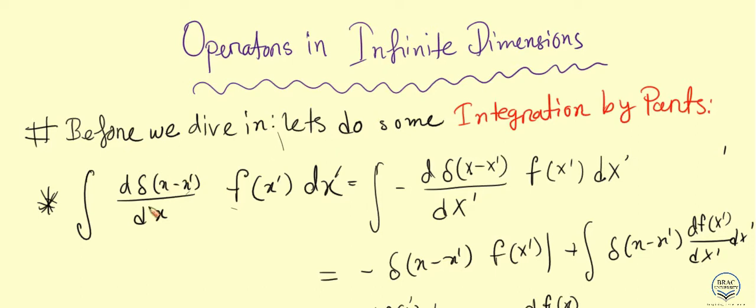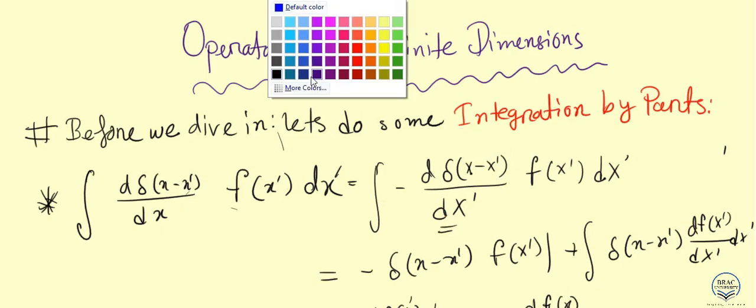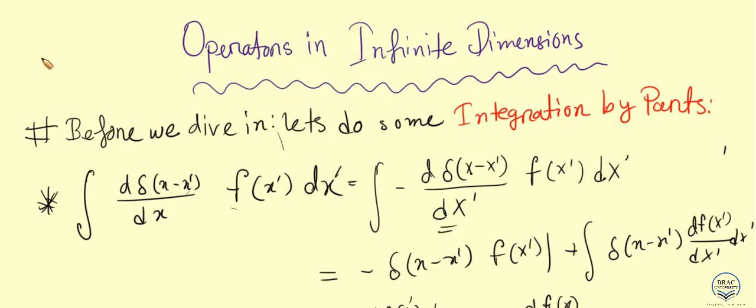So as you can see, I have done some integration by parts. But before I do that, in this line over here, I use the identity for the delta function that we learned earlier, that if you have d/dx of delta x minus x prime, you can just write it as minus d/dx prime of delta x minus x prime. This is the property we used here in the second line to write this and pick up this minus sign.